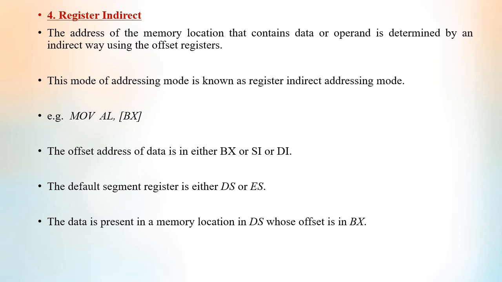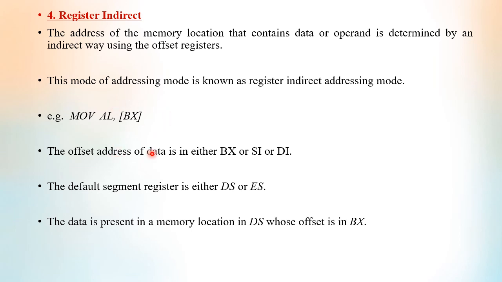Next one is register indirect addressing mode. In this addressing mode, the address of the memory location is calculated in an indirect way using the offset registers. Here we can see an example, MOV AL, [BX]. Here the value of BX will be a memory address. The value at that memory address is to be copied to the register AL. That is how this addressing mode works.